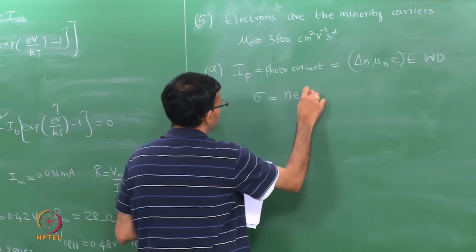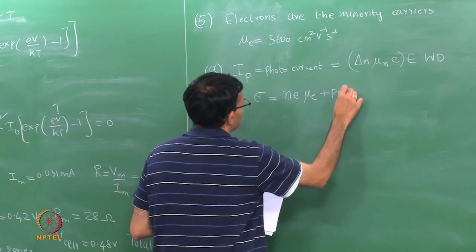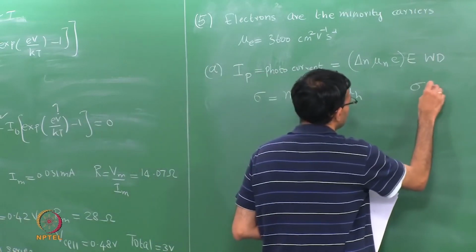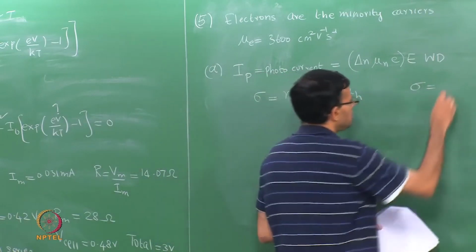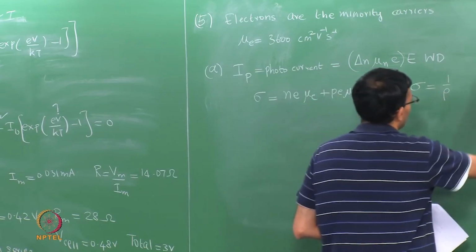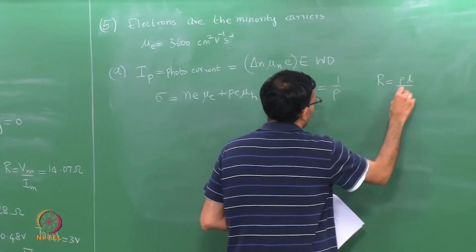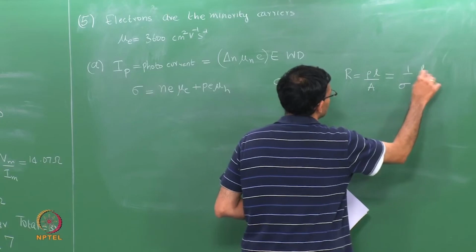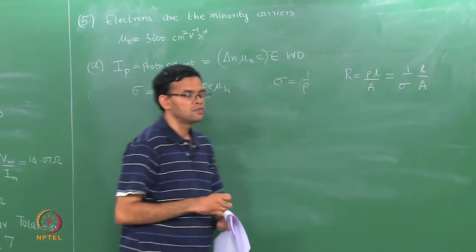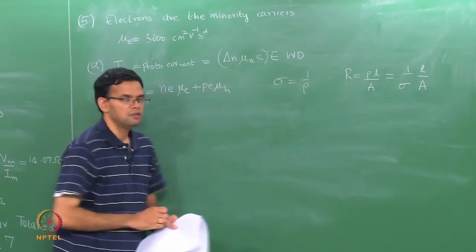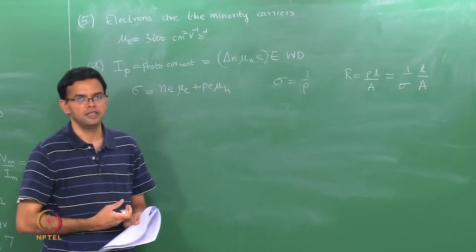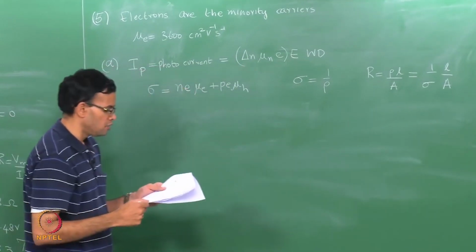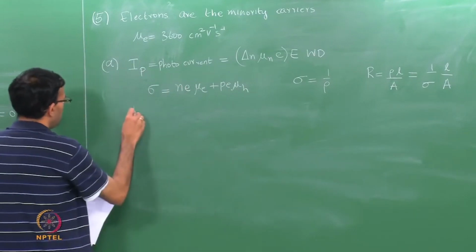This expression is got from the original expression for conductivity. Conductivity is n e mu e plus p e mu h. Conductivity sigma is related to the resistivity as 1 over rho, and R is nothing but rho L over A, so this is 1 over sigma times L over A. So, this is the expression for the current due to the increase in the electron concentration. In this particular case I_P is given. This value is 2.83 milliamps.